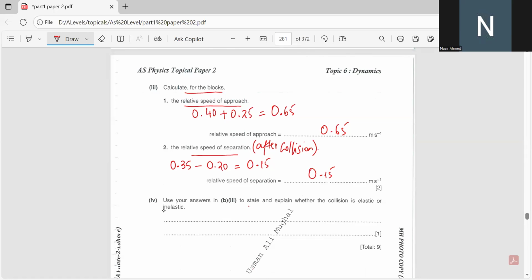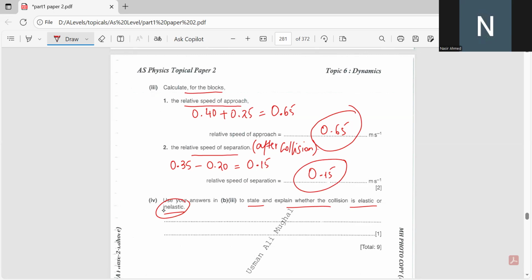So now the question asks, state and explain whether the collision is elastic or inelastic. So we studied the terms for an elastic collision. The collision will be elastic if, number one, the law of conservation of momentum is followed. Number two, if the law of conservation of kinetic energy is followed. Number three, if the relative speed of approach is equal to relative speed of separation. So we can see here that the relative speed of approach is more and the relative speed of separation is less. So such a type of collision is called inelastic.